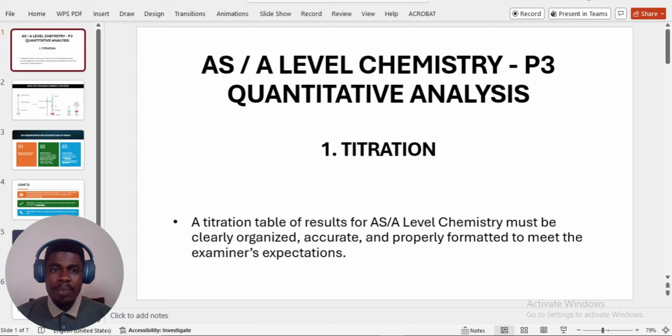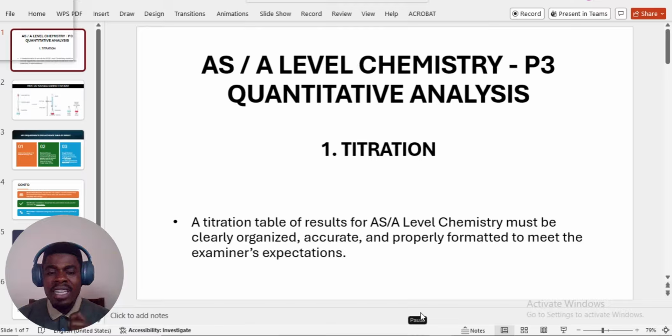So today our focus will be A-level chemistry practicals. Today we are going to target one of the questions from quantitative analysis, which is titration. The examiner's reports over the years clearly indicate that students fall short on the table, how to get a correct or accurate table of results, and that is our focus for today.